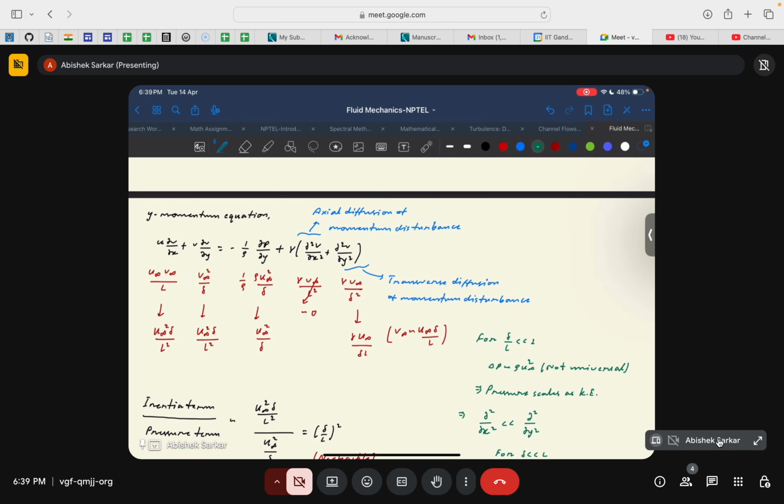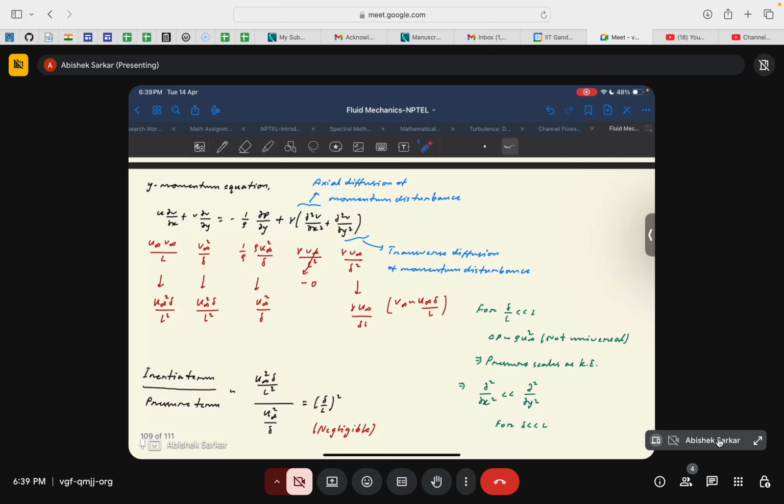So let us impose that and see what happens. 1 by rho will be there, then pressure varies as rho u infinity square, so we have rho u infinity square, and delta y varies as dou y varies as delta, correct. Now let us see the viscous terms. So we have nu dou square v by dou x square, so nu will be there, the kinematic viscosity. This v varies as v infinity, and dou x square will vary as L square, correct. And we have nu dou square v by dou y square, so we have nu, v is v infinity and y varies as delta, so we have delta square.